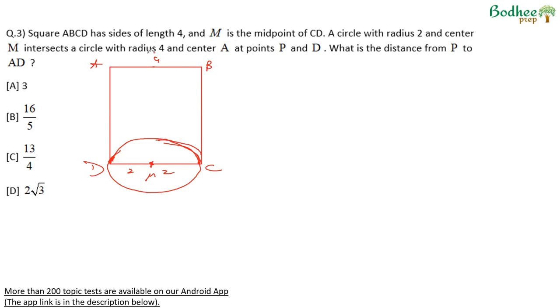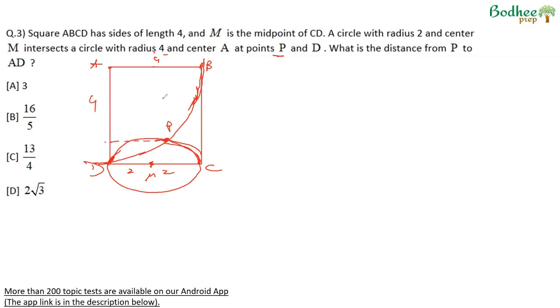This circle intersects with a circle of radius 4 and center A. So from center A, we are taking radius 4, so it will pass through D and B exactly. And these two circles intersect at P, that is given. So these two circles intersect at P and D respectively. What is the distance of P from AD? This distance is to be calculated.